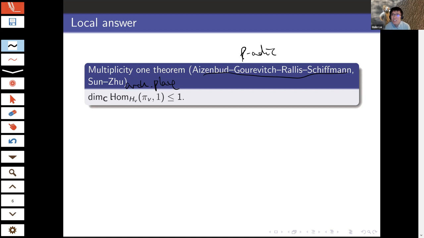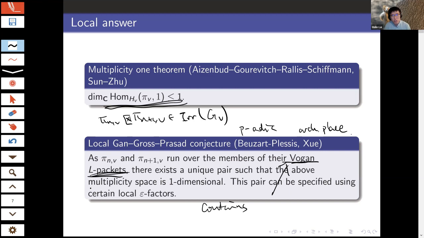The Gan-Gross-Prasad conjecture is again for unitary groups, is it? Yes. Well, the local part is also for other groups. Okay, but again, I'm just stating it for the unitary groups.